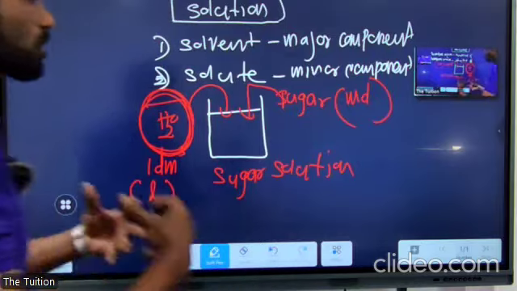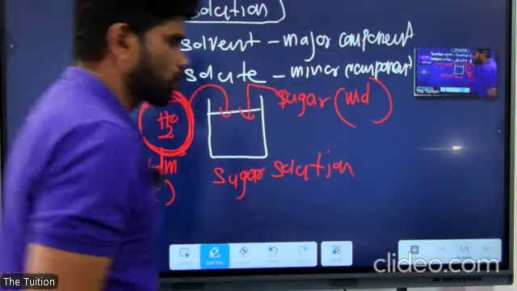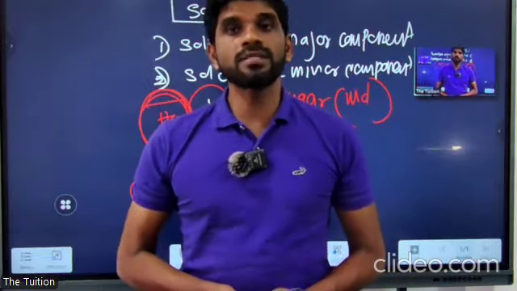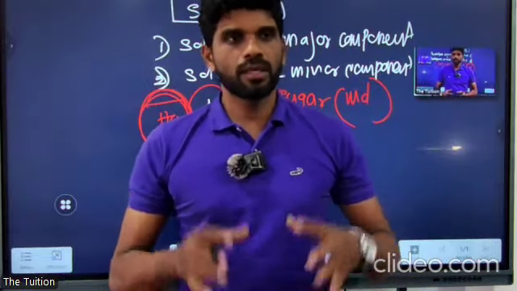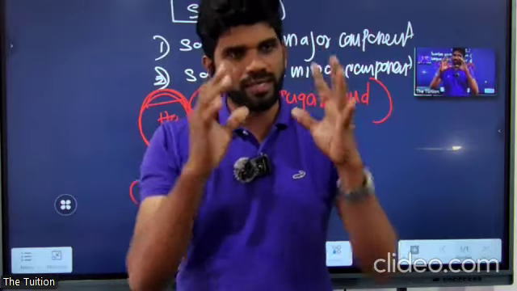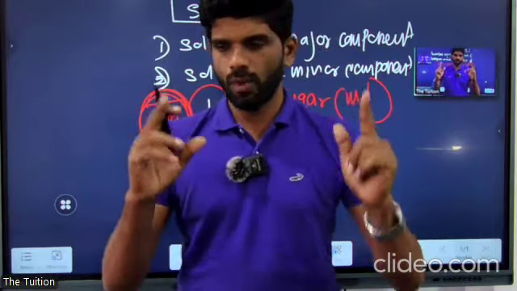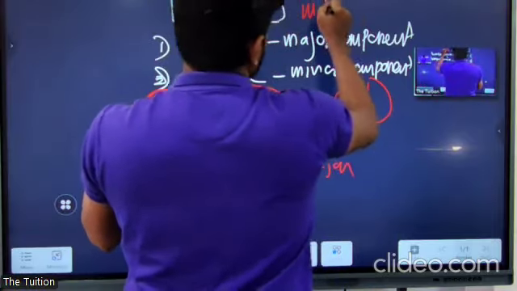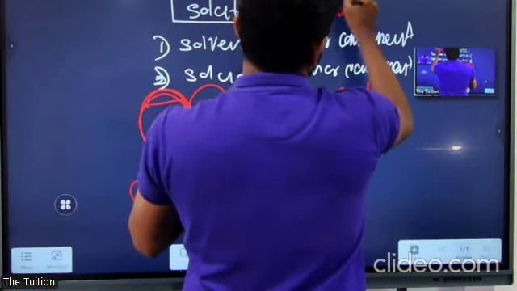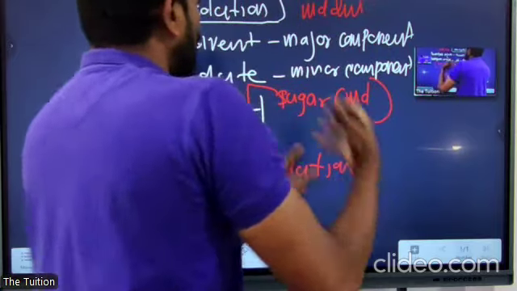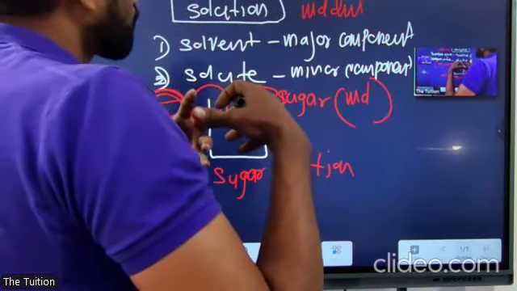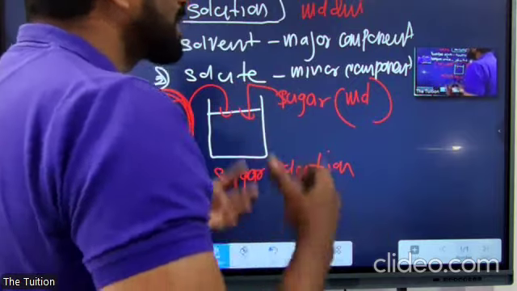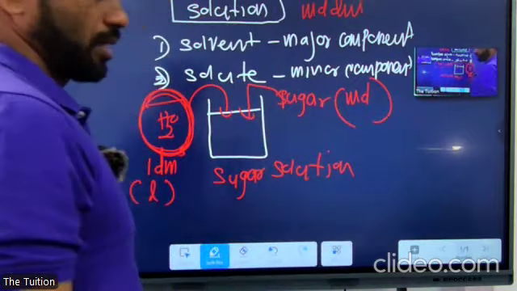So we are going to represent the concentration using a fixed conventional unit. What is that unit? The unit is mole per cubic decimeter. Always we try to count the number of moles in a 1 cubic decimeter volume.